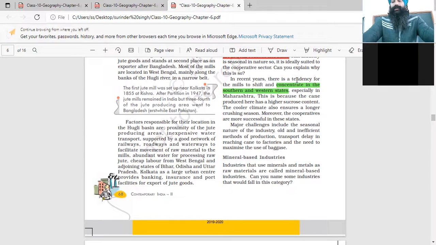Third, cooler climate ensures the longer crushing season. Cooler weather conditions are supportive for the longest crushing season. In northern India, especially in parts of Punjab, the sucrose content increases in sugarcane after Lohri, the mid of January, but during the crushing period it decreases. Due to increase in temperature, the quality of sugarcane is affected. Clear? Cooler climate ensures the longer crushing season in southern and western parts of India, which is not experienced in northern India, because at that time it is the beginning of the summers.